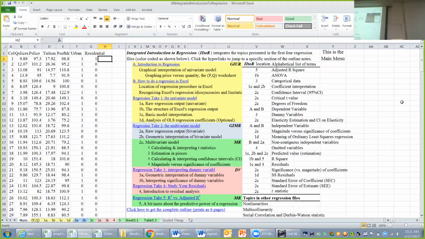We've got quantity of slices, the price of a slice, tuition at a college town, and the price of soft drinks, so a related good. And then whether that town is located in an urban area and whether there's a residential neighborhood around it. So that's our setting. We're gathering data from college towns and trying to estimate the demand for pizza. And tuition, what do you think that is?